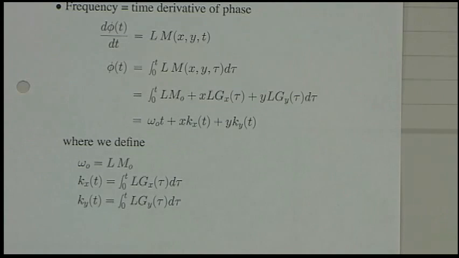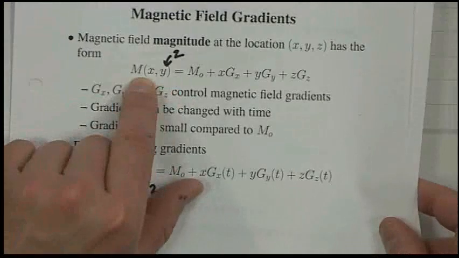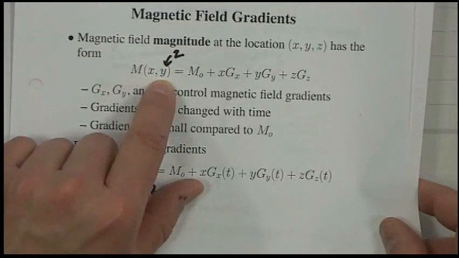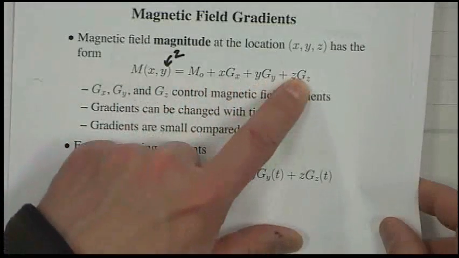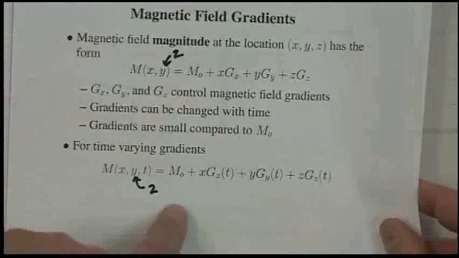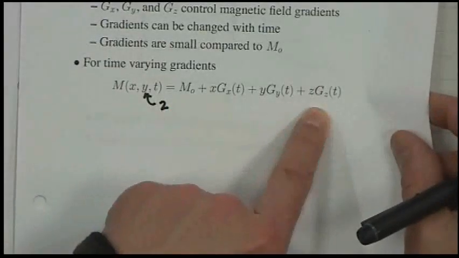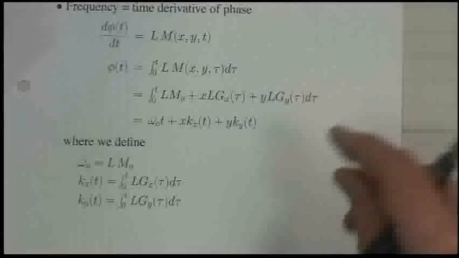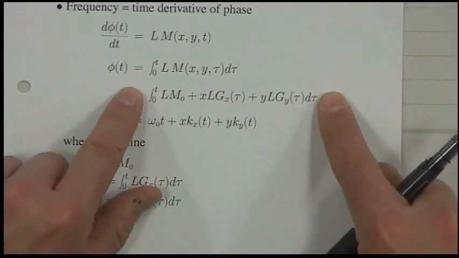Let me just put it up again to remind you. So m, the magnetic field at position x, y, and z is given by this expression. Now these g's can vary as a function of t, so this is also a function of t. So this is m of x, y of t is equal to this, okay? So I can plug this expression in for m, and I get this expression right here.